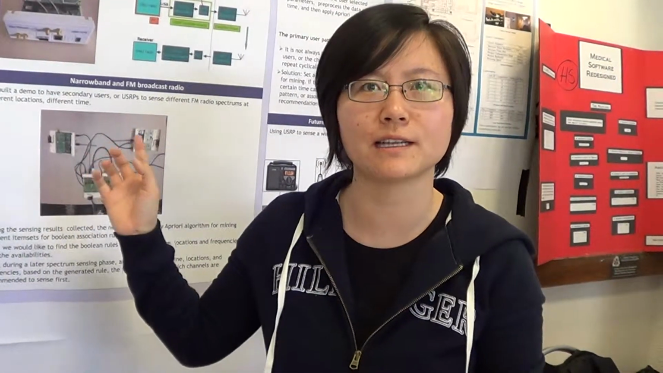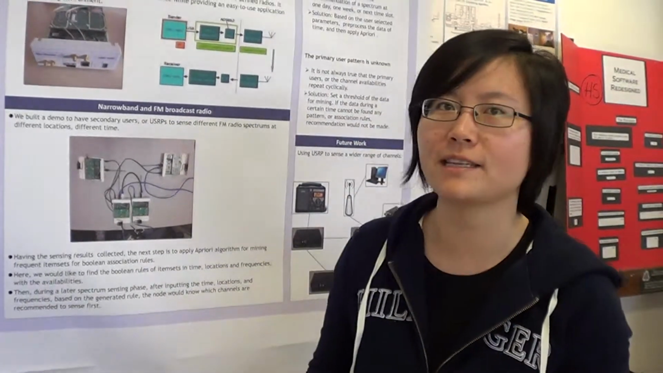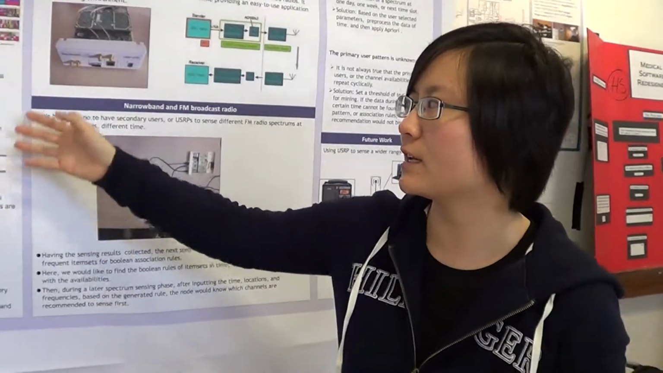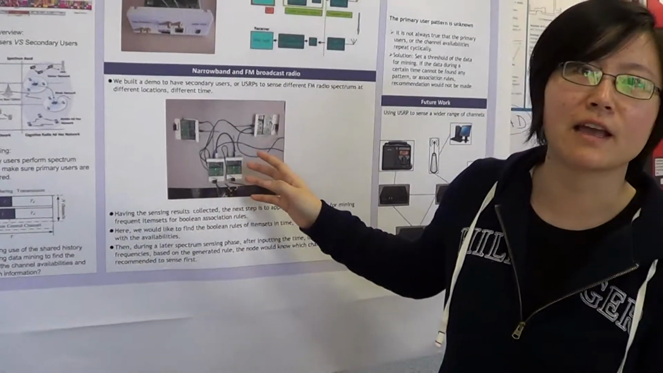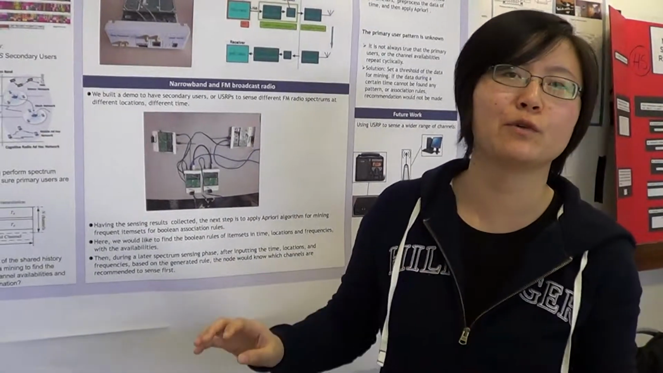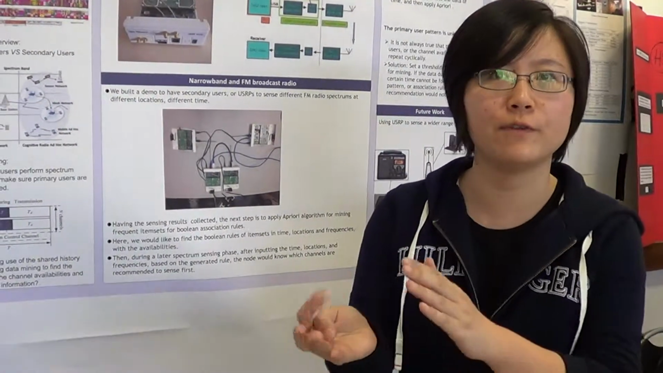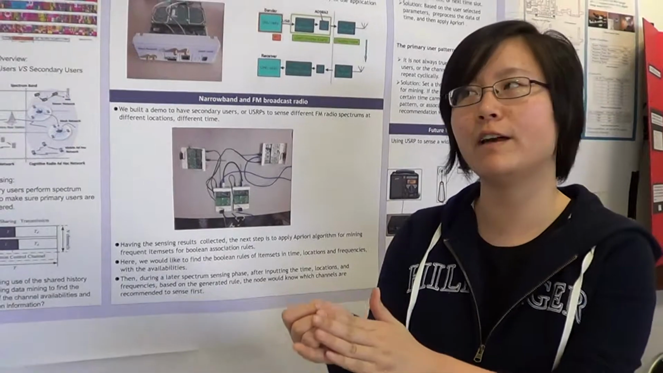Right now we have published several papers based on those test beds, and this is our next phase: to build a recommendation system, which is going to recommend to users which spectrum right now is the best quality for them to communicate. So we're using the data collected by the USRPs, and then we apply data algorithms to find the association rules between the time dimension, location, frequency, and the availabilities.